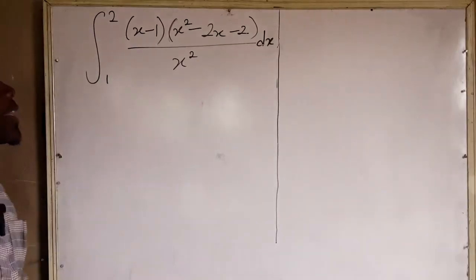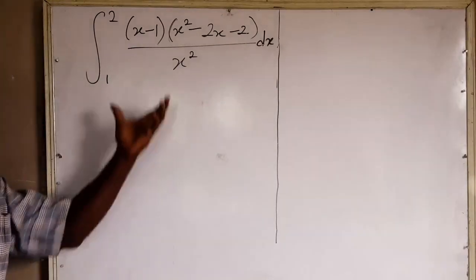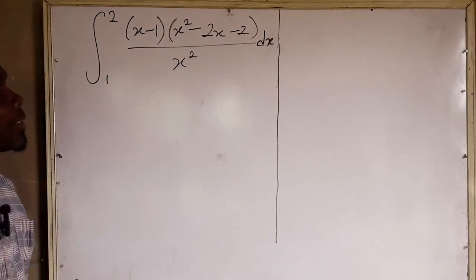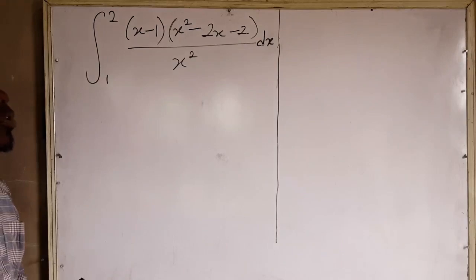This is the integral with upper and lower limits. We have to evaluate this value. For evaluating this value, you have to consider some algebraic process that you pass through before getting the value.